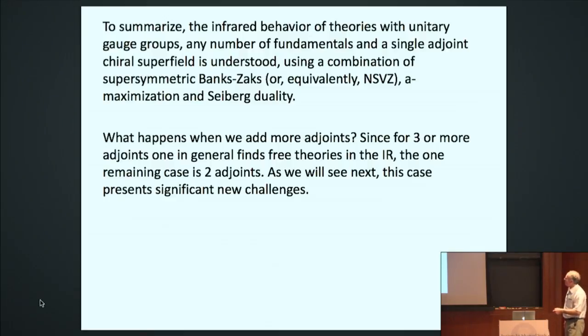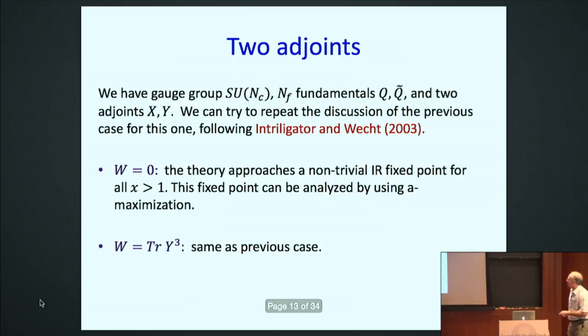Now, the question is, is there any benefit to adding more adjoints? So if you add 3 or more, then there's nothing interesting to do here because you get free field theories in the IR. And so the remaining case to analyze is the one where there are 2 of these adjoint superfields. And as I'll discuss for the rest of the time, this case has some pretty serious difficulties associated with it. So at first, when you start looking at it, everything looks okay.